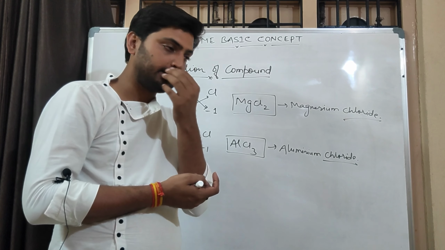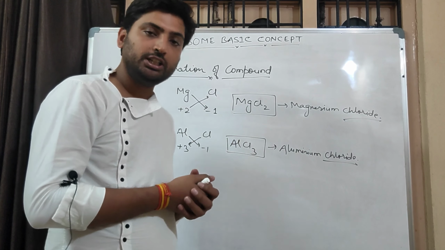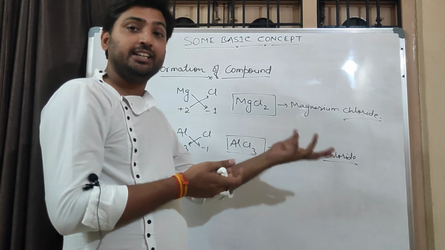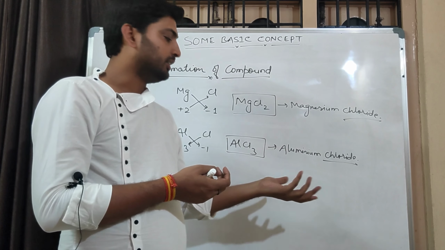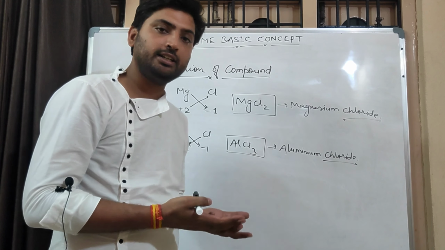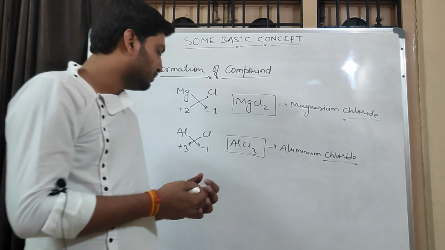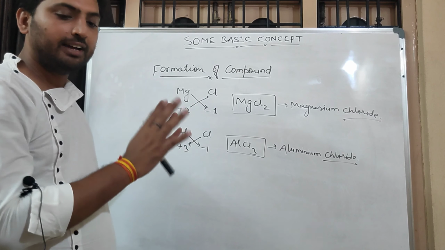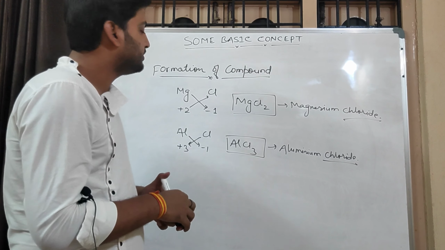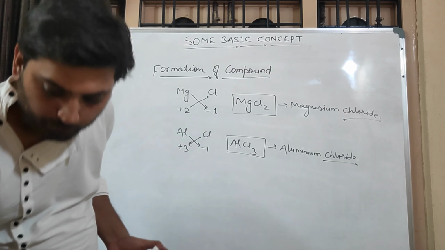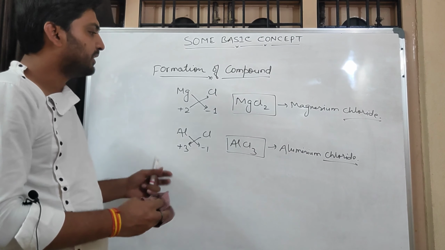your chemistry first chapter, chemical reactions and equations, and I will write MgCl2, Na2SO4, BaSO4, you will ask, sir, why is it BaSO4, why is it Na2SO4? This is due to the valency of those elements or atoms. So these are the simple compounds.